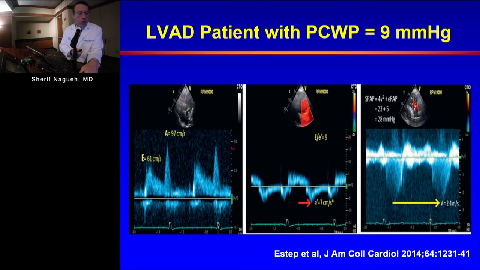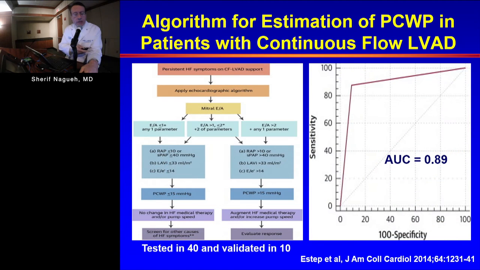In comparison, someone with a wedge of 9, you have a ratio less than 1, an E to E prime of 9, and a lower TR velocity at 2.4. This is an algorithm in LVAD patients looking at several parameters that can be combined. It's a small study, and certainly additional work needs to be looked at to refine it. But the general concepts that we apply can still apply here, but you need to be more careful of the signal acquisition and the quality of the signals, because not infrequently LVAD patients are more challenging to acquire.